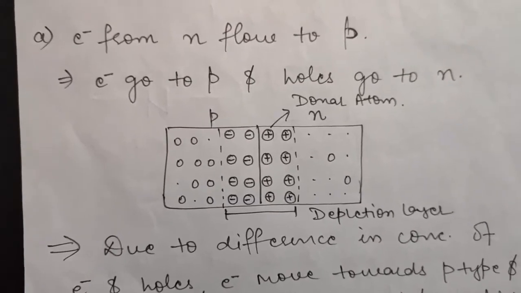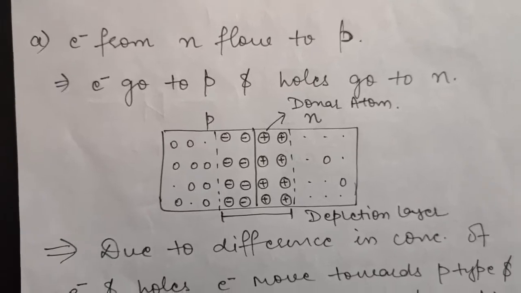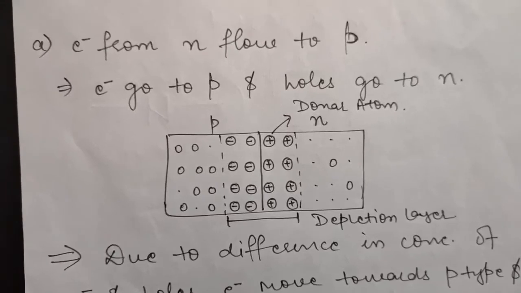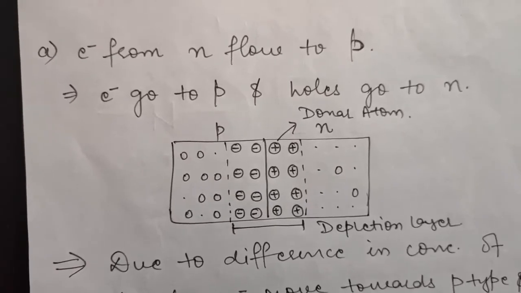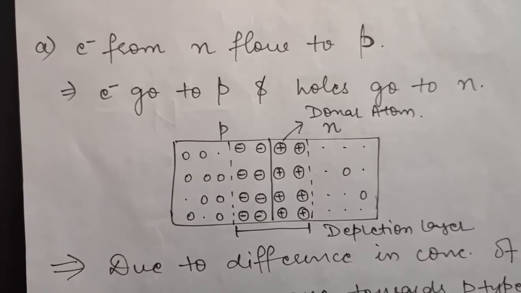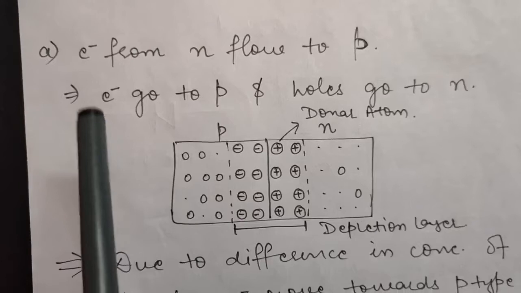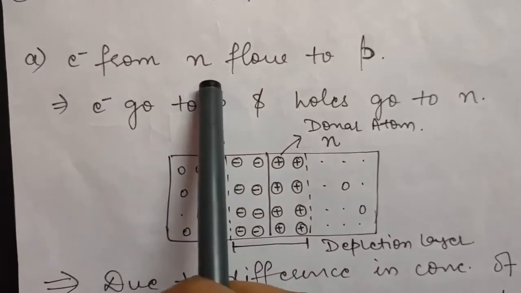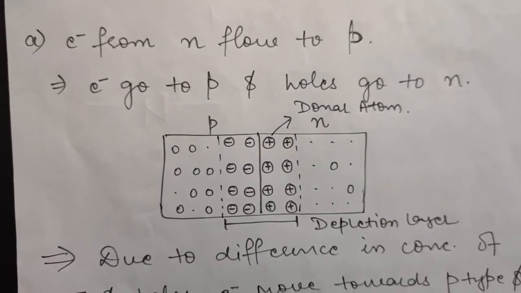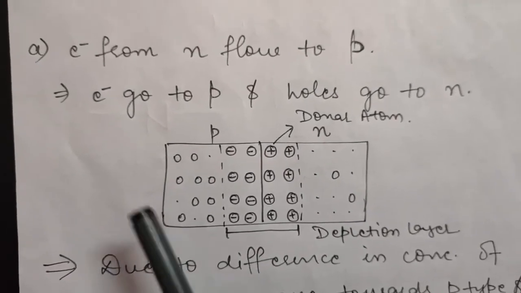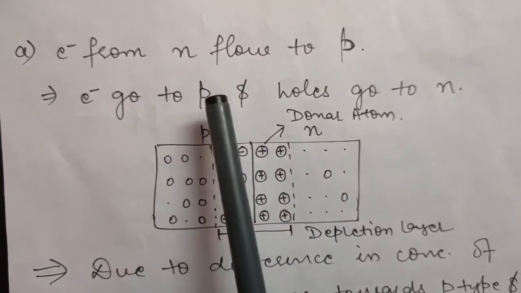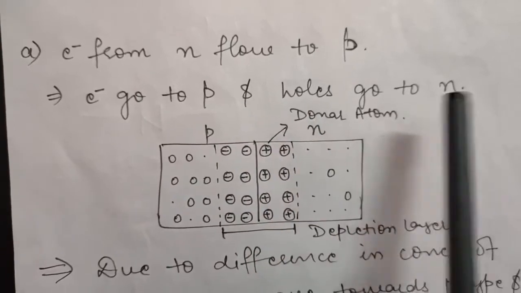Okay, so first of all, what will happen, see, as you know, electrons are in high majority in n-type and holes are in high majority in p-type, and it is the law of nature that anything from high concentration flows to the low concentration. So therefore electron from n-type will flow towards p. Now as soon as electron from n-type semiconductor will flow towards p, holes will be created in n, obviously. So therefore as electron go to p, holes will go to n-type.